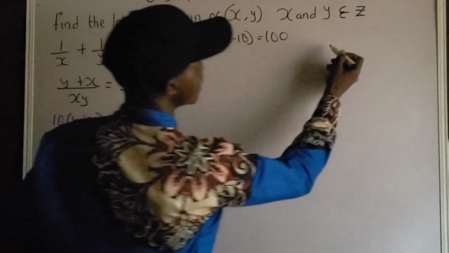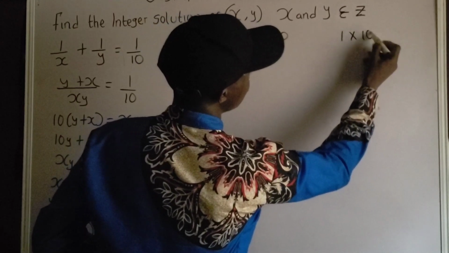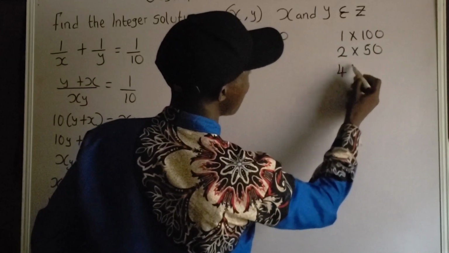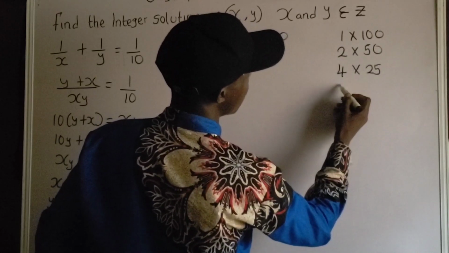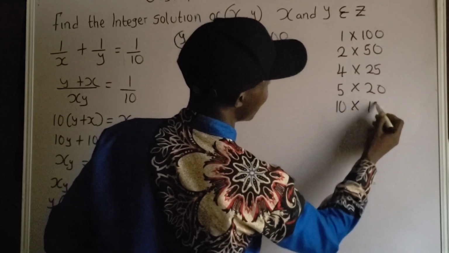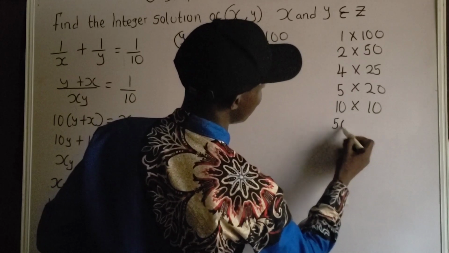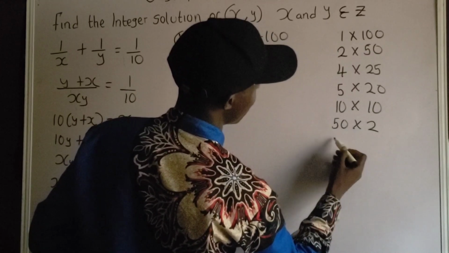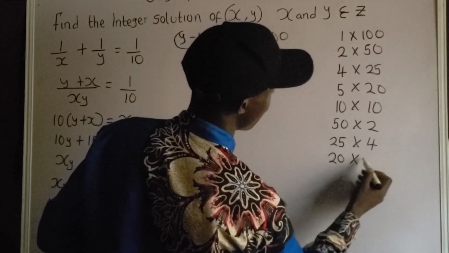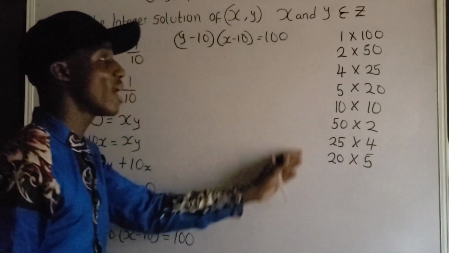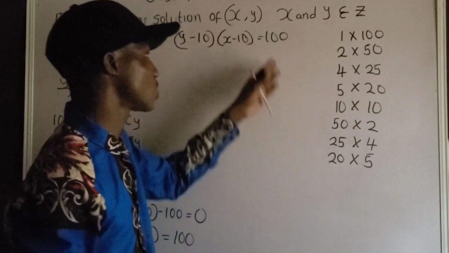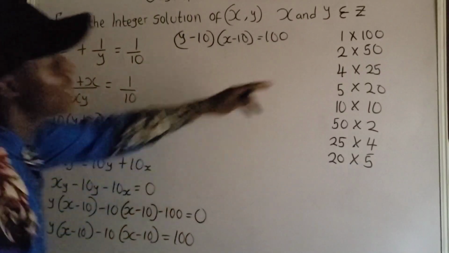100 can be expressed as 1 multiplied by 100, 2 multiplied by 50, 4 multiplied by 25, 5 multiplied by 20, 10 multiplied by 10, 50 multiplied by 2, 25 multiplied by 4, 20 multiplied by 5. So these are the expressions of 100. That is, when I take the value of this expression, it's also the same thing as 100. Okay, let's take the first step.